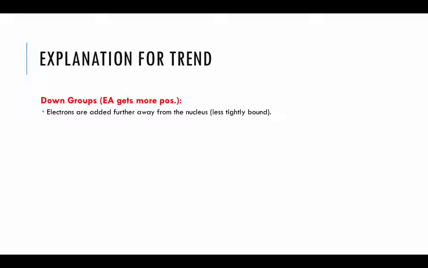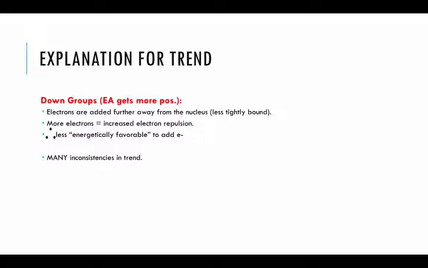Going down a group, on the other hand, electrons are added further away from the nucleus and are therefore less tightly bound. This makes for a smaller energy change. You can think about this in terms of Coulomb's law. Since distance is increasing, energy is decreasing. Furthermore, more electrons result in increased electron repulsion, making it less energetically favorable to add electrons. Again, however, there are many inconsistencies in this trend.